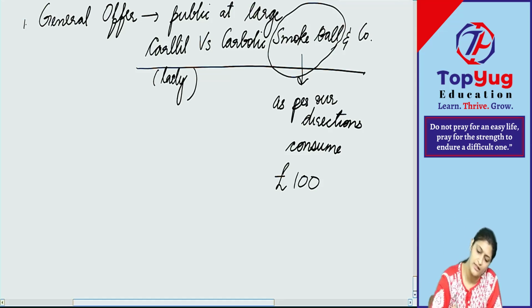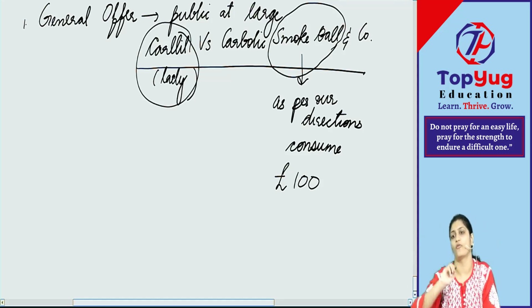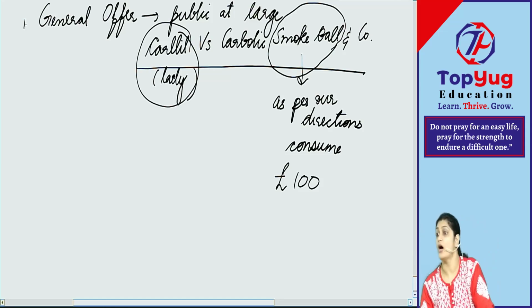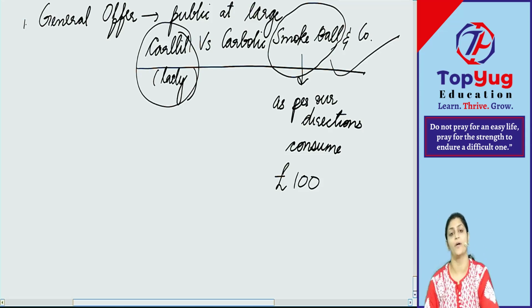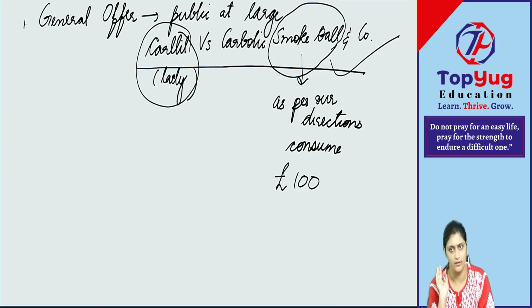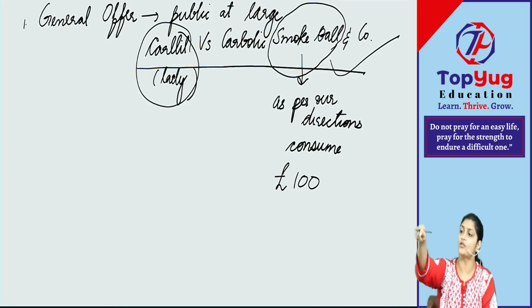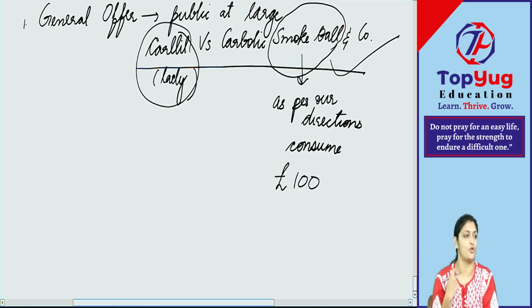Now, what did this lady do? She went to court of law and filed the case against whom? Against this company, Carbolic Smoke Ball and Company. Against this company, what did she do? She filed a case saying that now they will have to pay me compensation of £100.